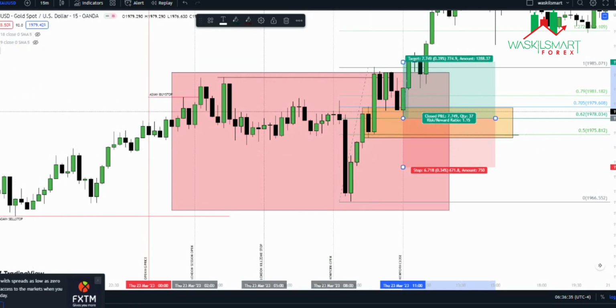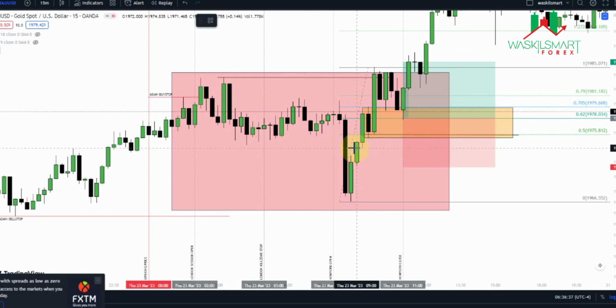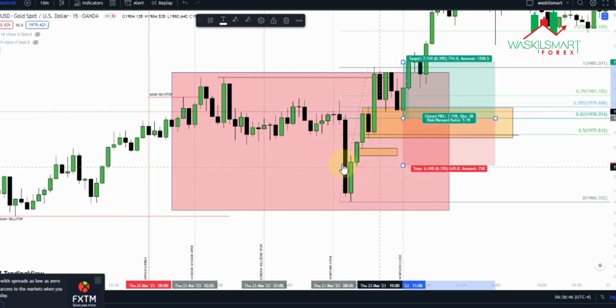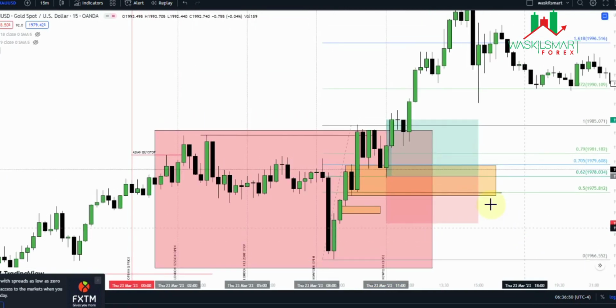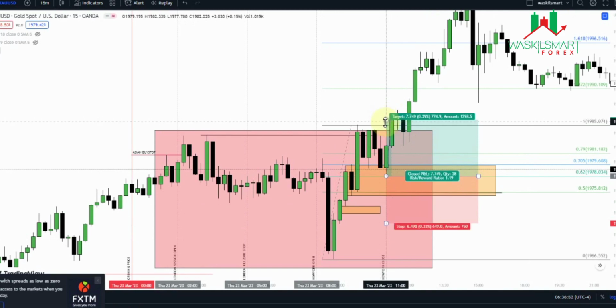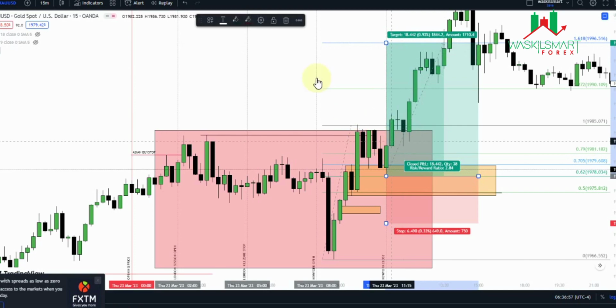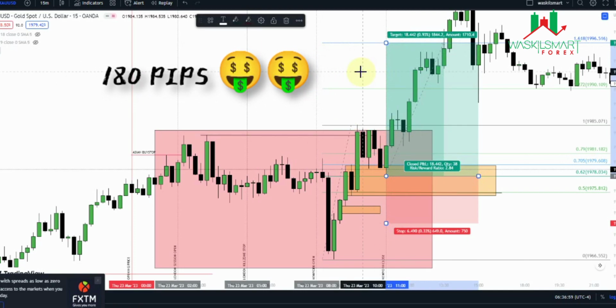There's a fair value gap here. That's where the market can come into, and that's the reason why, to be on the safer side, you need to put your stop loss below this candle. So now for the entry or the take profit, your take profit is at the 1.618 level. That's 180 pips.